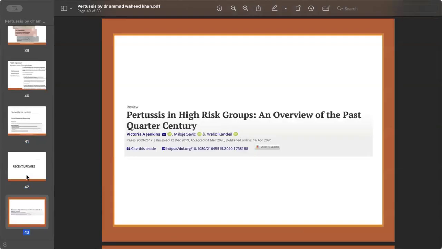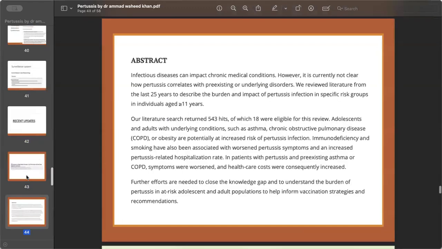Recent advances. Pertussis in high-risk groups: an overview of the past quarter century. Abstract: infectious diseases can impact chronic medical conditions. However, it is currently not clear how pertussis correlates with pre-existing or underlying disorders. We reviewed literature from the last 25 years to describe the burden and the impact of pertussis infection in specific risk groups in individuals aged more than 11 years. Our literature search returned 543 hits, of which 18 were eligible for this review.